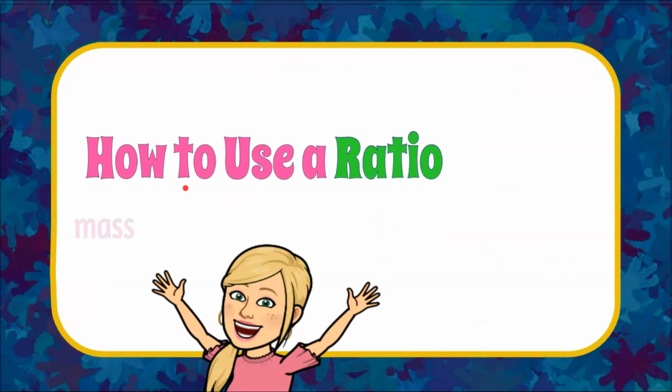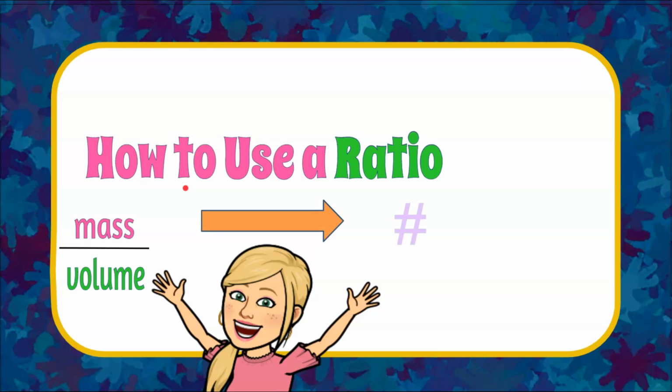And that is how we use a ratio, mass over volume, to determine a missing volume when we're given a mass of a sample metal.